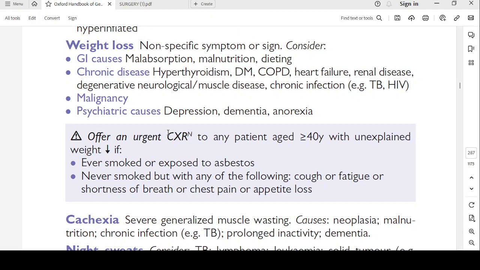Offer an urgent chest X-ray to any patient more than 40 years old with unexplained weight loss if he ever smoked or was exposed to asbestos, or he never smoked but has any of the following: cough, fatigue or shortness of breath, or chest pain or loss of appetite.